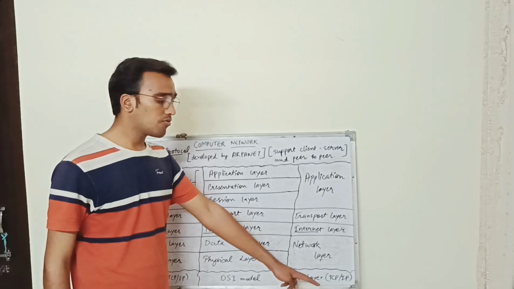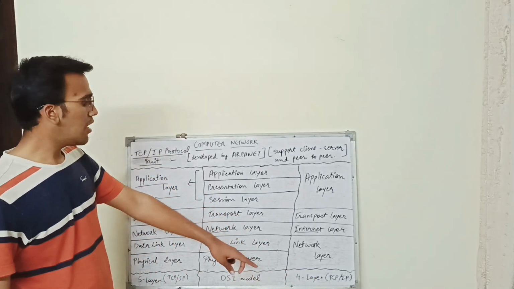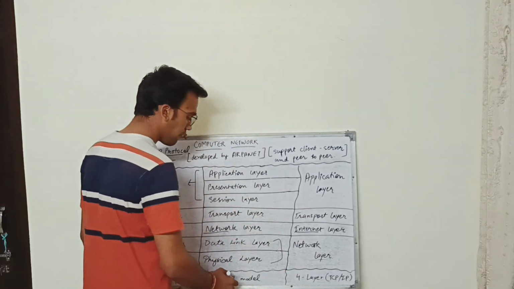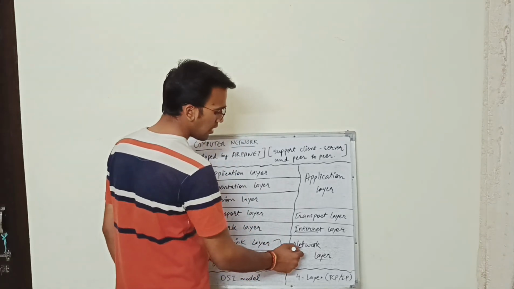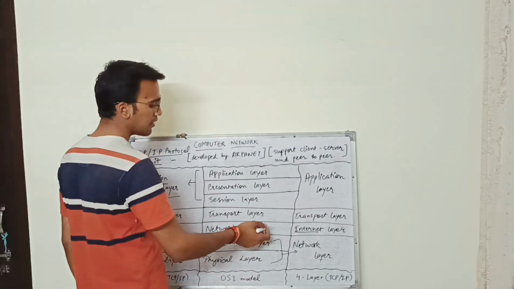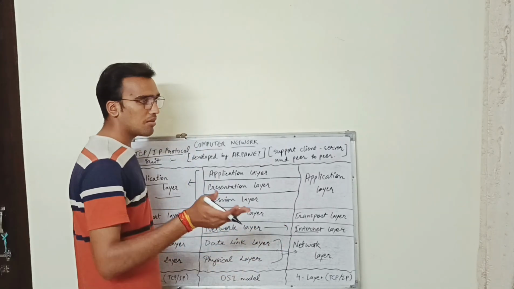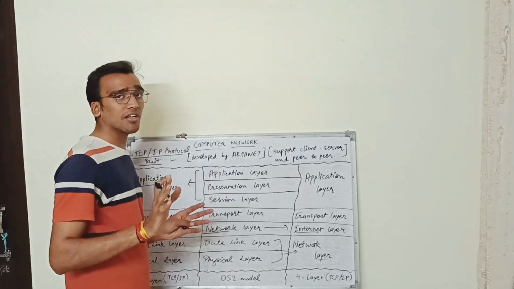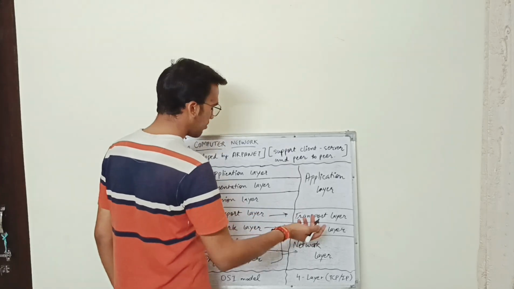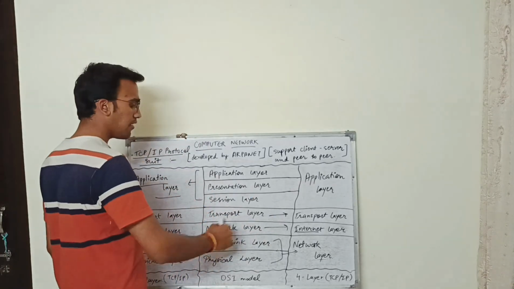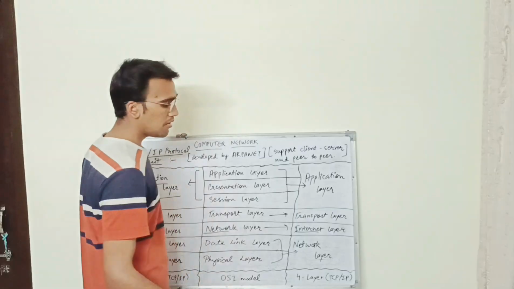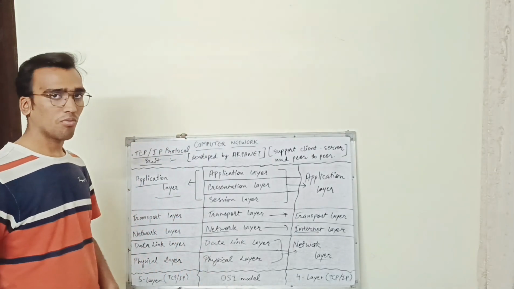Now the 4-layer TCP/IP protocol model has only 4 layers. The data link layer and physical layer of the OSI model are converted into the network layer. Then the network layer is converted into the internet layer, but basically the working is the same. The transport layer is the same in the 5-layer and 4-layer models, and the top three layers are the application layer in the 4-layer TCP/IP model.